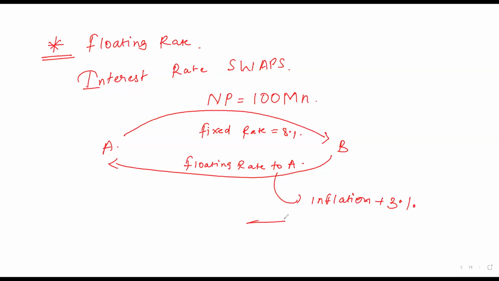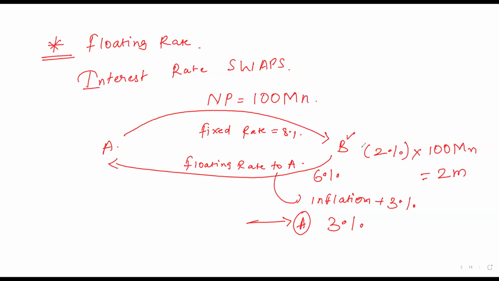Now, when the finance ministry came up with the inflation figures, inflation was announced to be 3%. It means that B will be paying A 6% and B will be receiving 8%. Who won? B won or A won? Who is the winner over here? B will be receiving 8% and paying 6%, basically winner for 2%. So this 2% on notional principal of 100 million, 2 million will be paid by A to B.